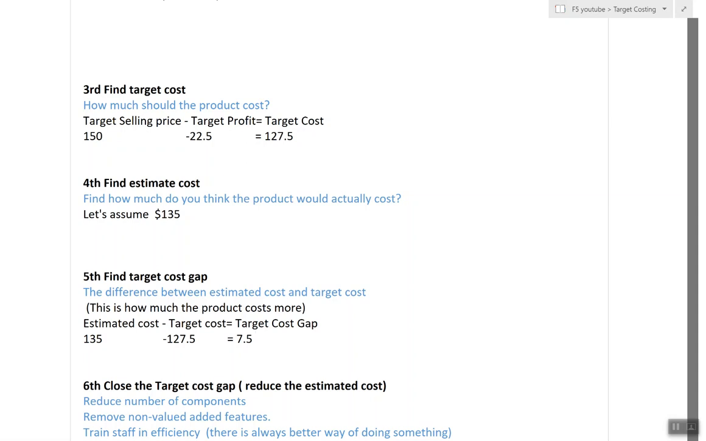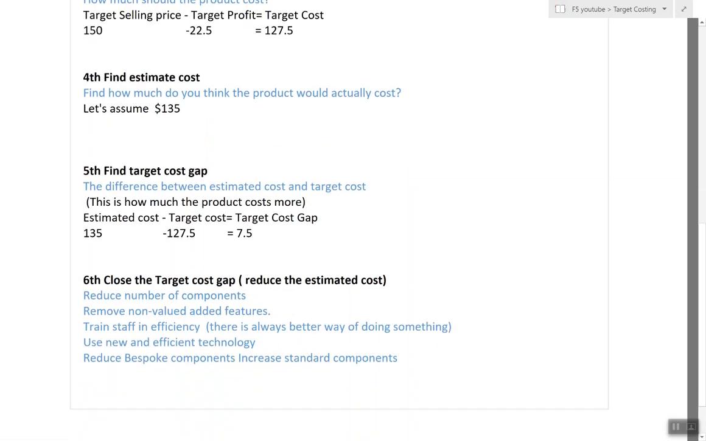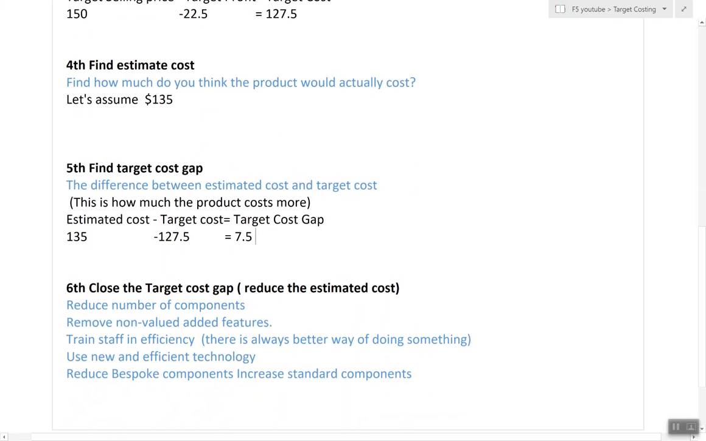If it costs us more than it should, it doesn't mean we should stop. We should try and make efforts to reduce this cost, which is the next and final step in target costing. This is called closing the target cost gap or reducing the estimated cost. There are a number of ways you could do that. One way is reducing the number of components. For example, you have a laptop. There are 4 USB ports. So instead of having 4 USB ports, you can have 2 USB ports.